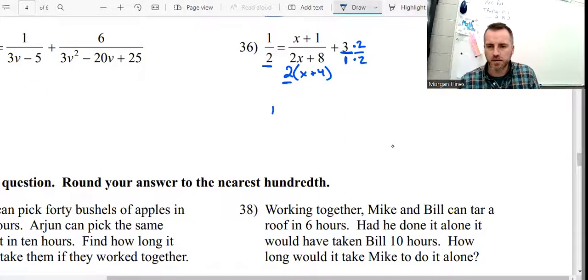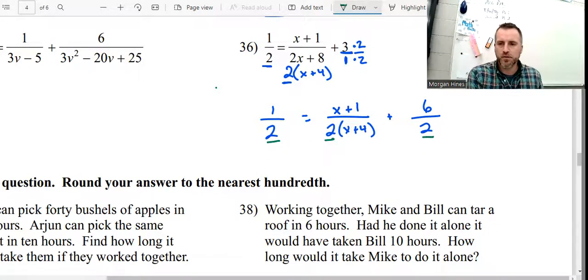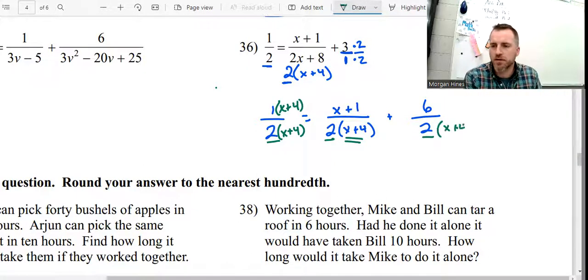So I'm doing a middle step here. 1 over 2 equals x plus 1 over 2 times x plus 4 plus 6 over 2. If that looks unnecessarily complicated, it kind of is, but it's a middle step. So we have all these denominators of 2. You could combine the 6 over 2 and the 1 over 2 at this point if you wanted, but we'll just leave it. So the middle term has an x plus 4 in its denominator, but the first term doesn't. So we're going to multiply it by x plus 4 over x plus 4. And we're going to do the same to the last one.